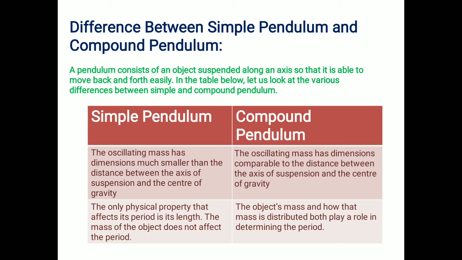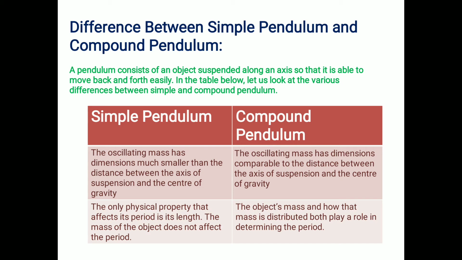Here there are two factors which affect the period of oscillation. So which two factors? The object's mass and how that mass is distributed both play a role in determining the period of oscillation. Yes, so the two factors which affect the period of oscillation are object's mass and how that mass is distributed over that object.